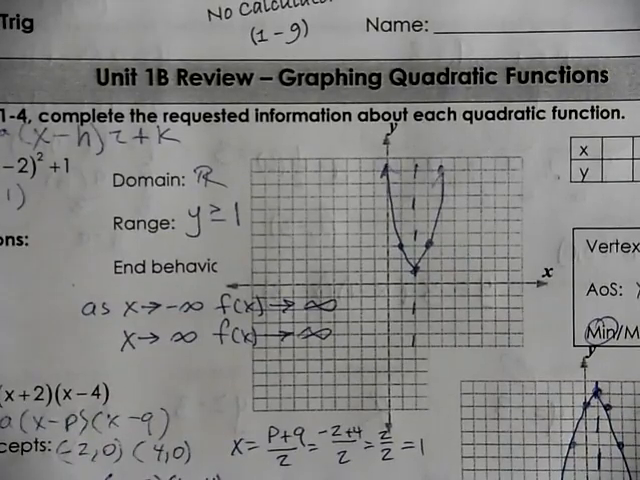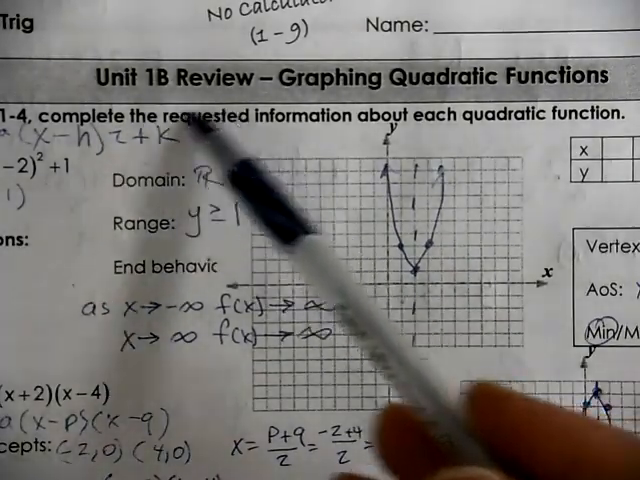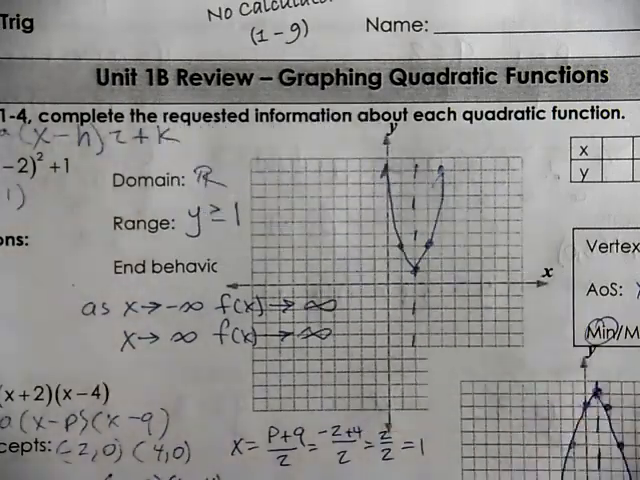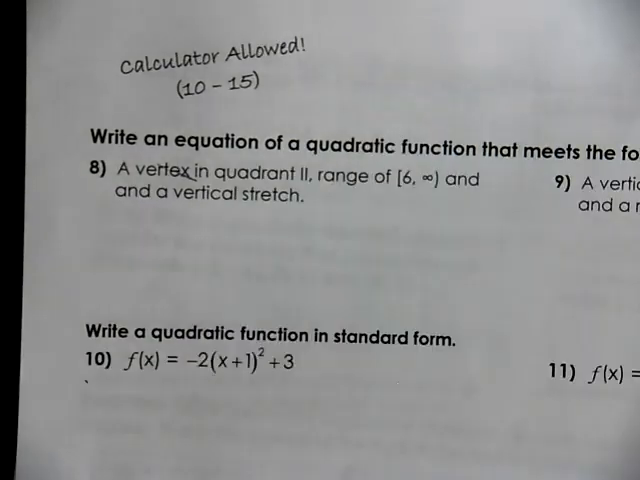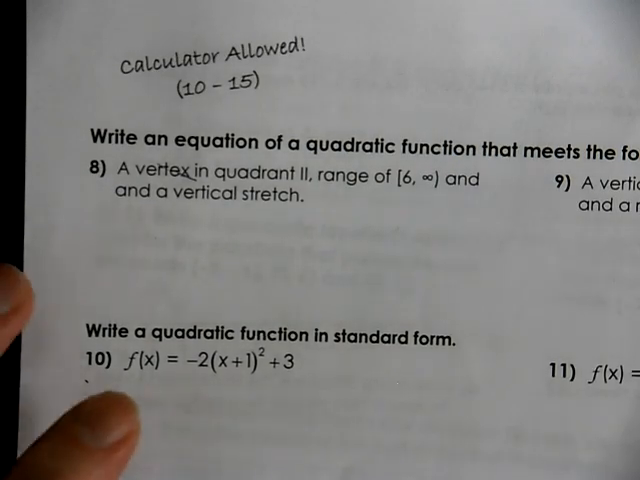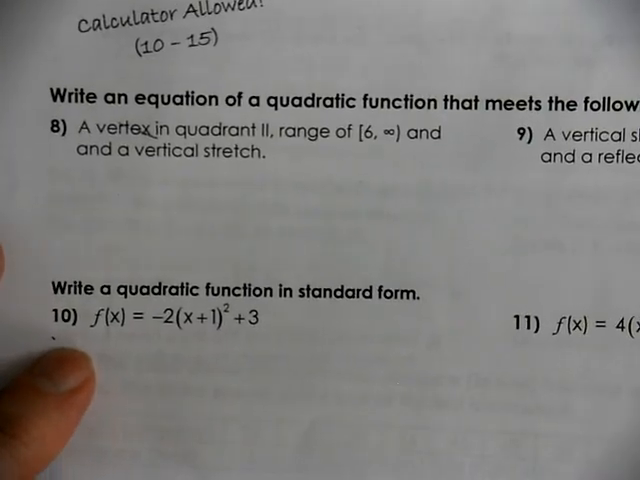This is Algebra 2 and Trig. We're working on the review for 1B, on the third side, starting with number 8. This is the calculators-allowed section. We can use a calculator here.